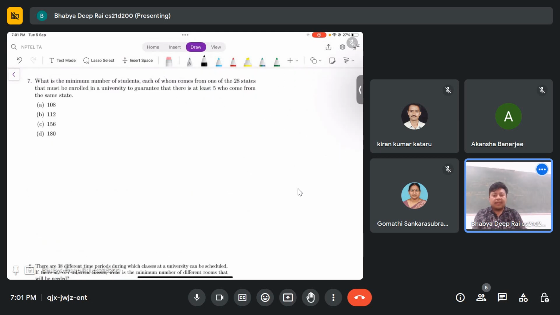Okay, so this is another question in the same flavor. What is the minimum number of students, each of whom comes from one of the 28 states, that must be enrolled in a university to guarantee that there are at least 5 students who come from the same state? So this is the question. Firstly, can you tell me what the pigeons are and what the pigeonholes are?